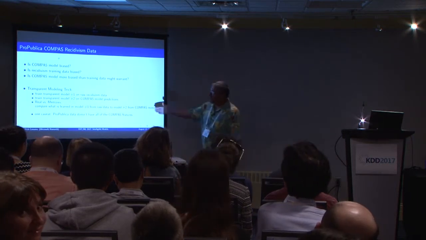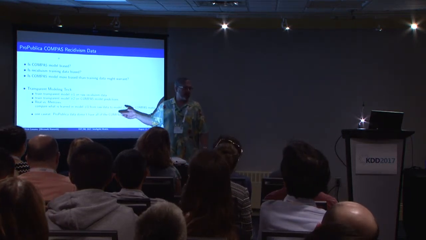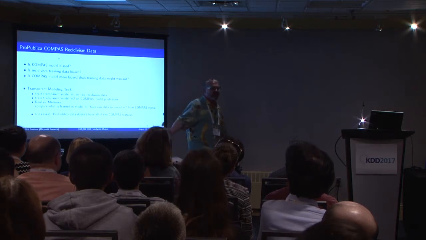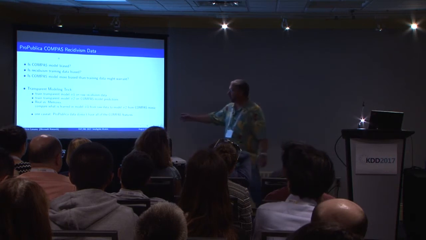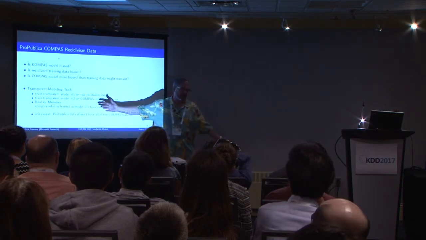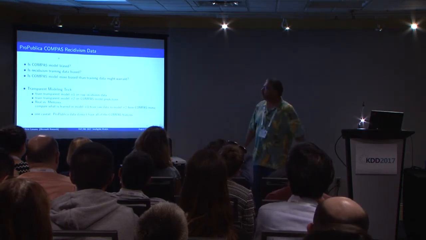And just one problem with the game I'm going to play with the ProPublica COMPAS data set is we only have access to less than a dozen of the features. And COMPAS apparently uses 100 plus features. So that's going to make this sort of modeling of what COMPAS does imperfect. And we're just going to have to live with that.